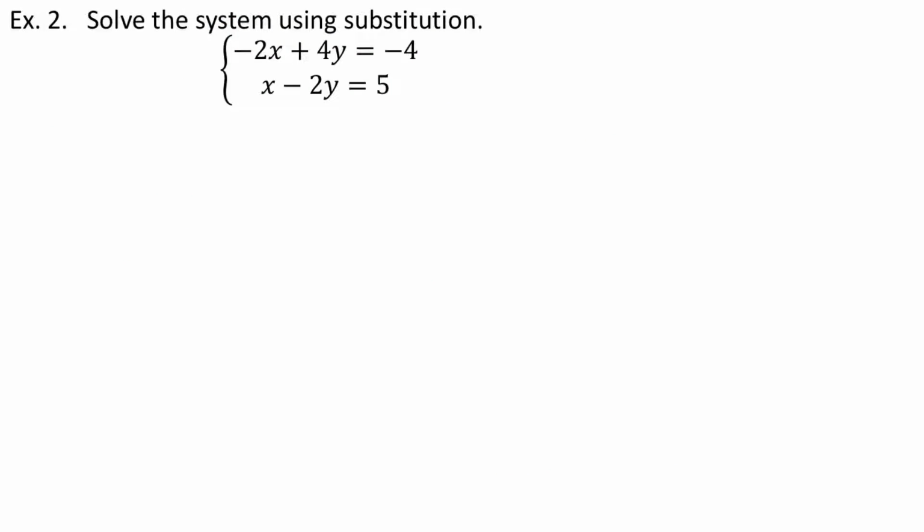All right, let's try another example here. So in this example, I'm going to start by solving one of these equations for either an x or a y. Here's an x by itself, so the easiest way I see, and it doesn't matter, you're going to end up with the same result. I'm going to solve for x here. x is equal to 2y plus 5. All right, now I'm going to take 2y plus 5, and I'm going to substitute it in for x up here. Wherever I have an x, I'm going to put in 2y plus 5.